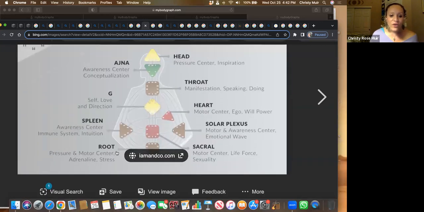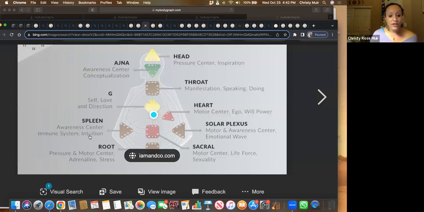Okay, the root center. The root is also a pressure center. It is also a motor center, and it's where adrenaline and stress live. And so all of these gates on the root center are different forms of adrenaline. They're also different forms of stress and pressure. And again, depending on what is going on in your unique body graph, you're going to have a very particular relationship to the energy of this adrenaline and stress, which is a pressure in our lives as human beings.